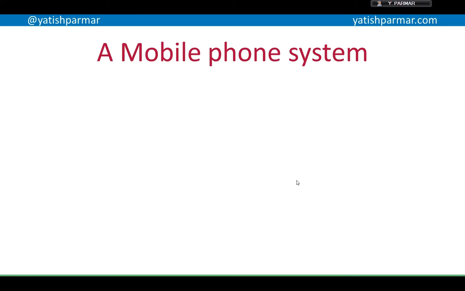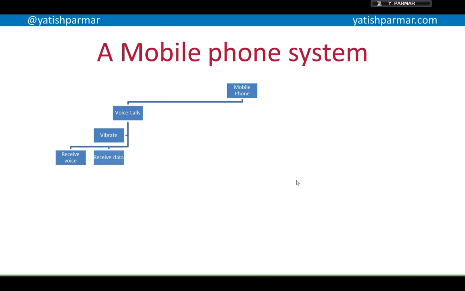So if we think about a simple mobile phone system, and I'm thinking about a dumb phone, you may just about remember that Nokia phone that you had years ago. So you've got your mobile phone system. We could break it down into being able to make voice calls. With a voice call, it needs to be able to vibrate if it's on silent. You need to be able to receive voice. You need to be able to receive data. That data needs to then be converted into analog, and then it can play that sound out through a speaker. And you also need to be able to send voice as well.